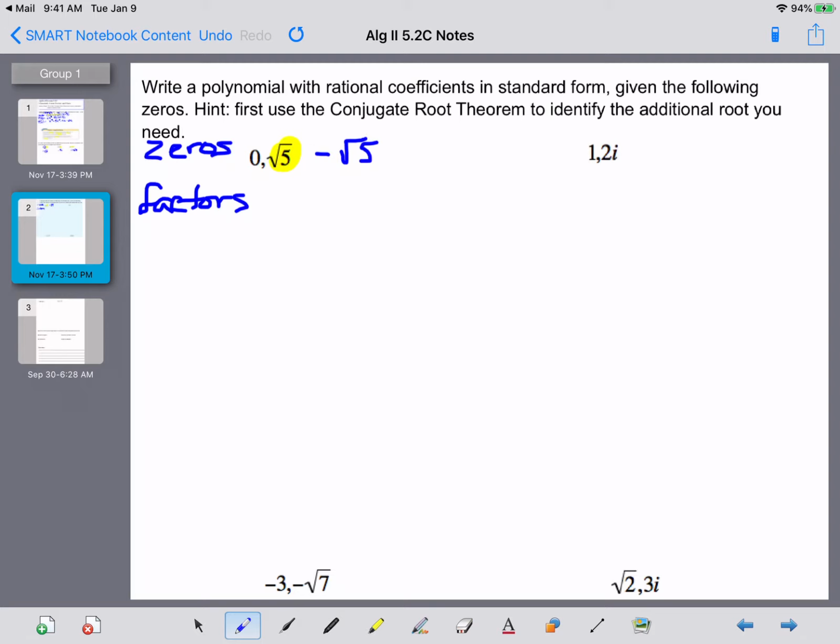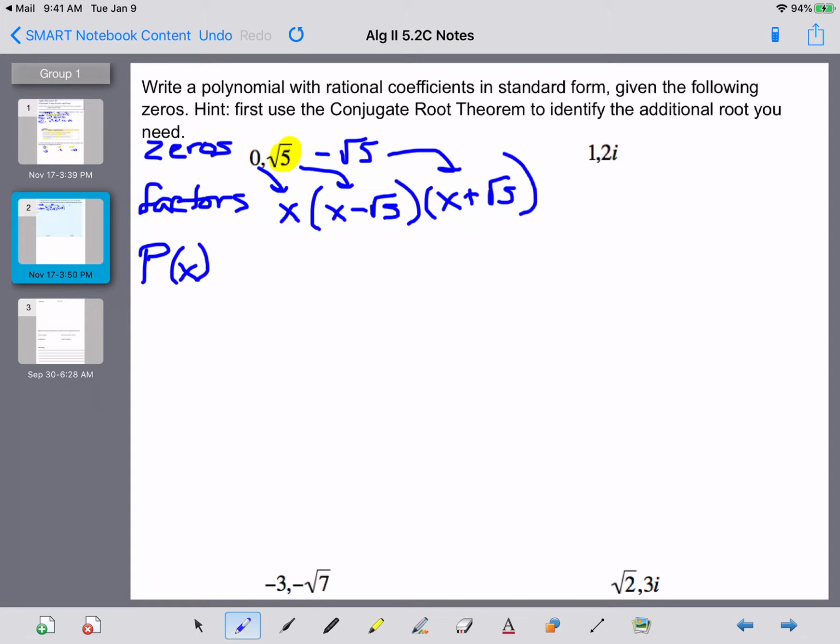So if 0 is one of my answers, I know it came from just a plain x. If the square root of 5 is one of mine, I know that it came from an x minus root 5. And if negative root 5 is one of my answers, I know it came from an x plus root 5. So when you go from the 0 to the factor, you always have the opposite sign.